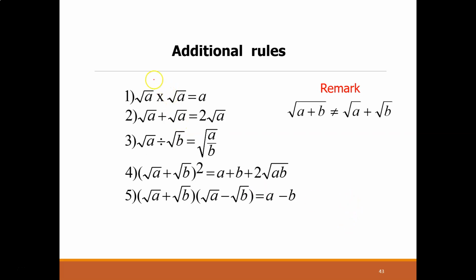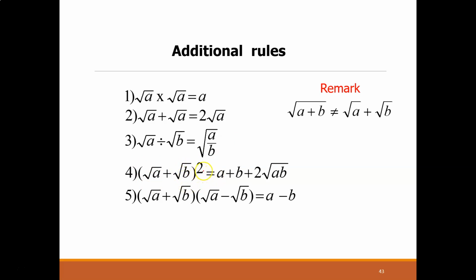Sampai terbelit-belit lidah. Number one, surd A times surd A. Bila kita ada dua punca kuasa, dia akan cancel out. So you have A saja. Then surd A plus surd A, it becomes 2 surd A. And then when you have surd A divided by surd B, you get this form. And surd A plus surd B, bracket, square.